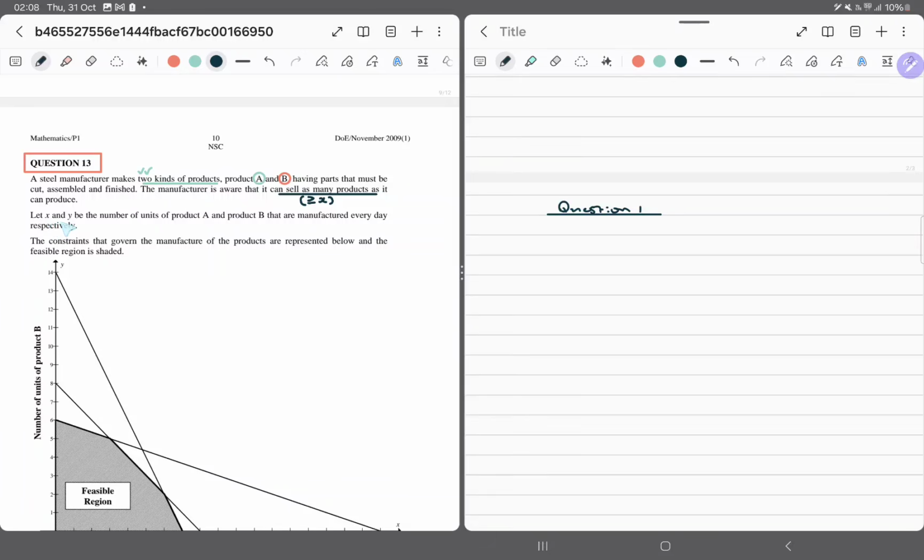Great. Now let x and y be the number of units of product A, meaning x goes with A, and then B would go with y. So again, understand the framework of the question. All right, that are manufactured every day respectively. Again, every day. Just know the time or frequency in which this is done. Now, the constraints that govern the manufacture of the products are represented below, and the feasible region is shaded.